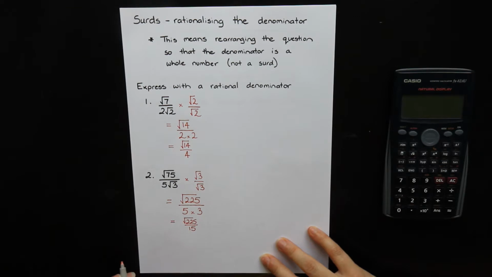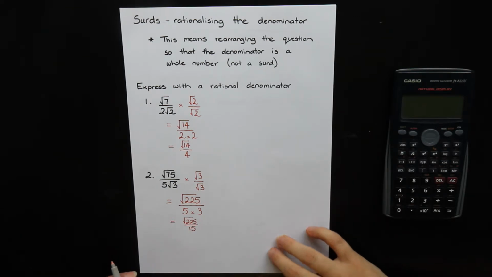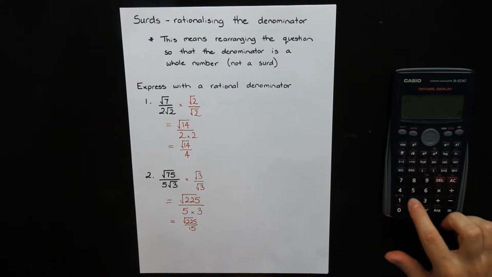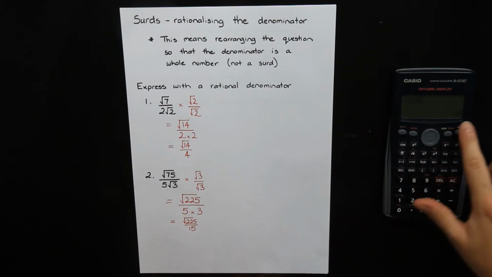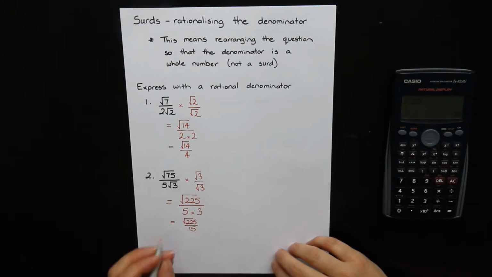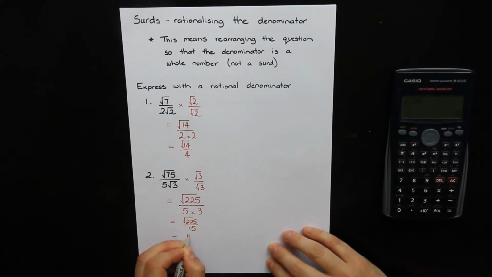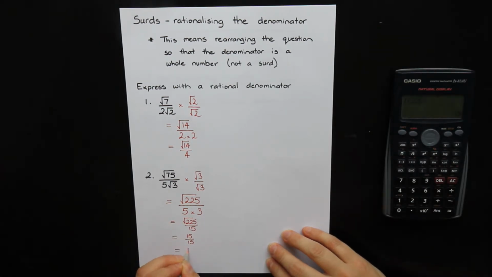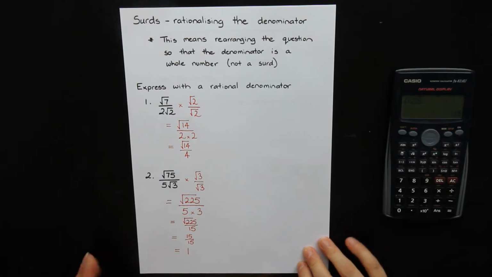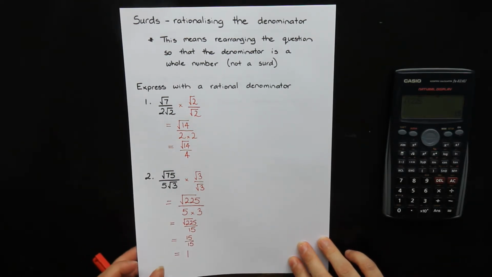But can I simplify that square root of 225? Well, if you type that into your calculator, it is actually a perfect square itself. So the square root of 225 is 15. So I have 15 over 15, which gives me 1. Alright, that is my answer. So this is the very beginning part of rationalising the denominator. There are some harder questions to come, but we'll start with these today.